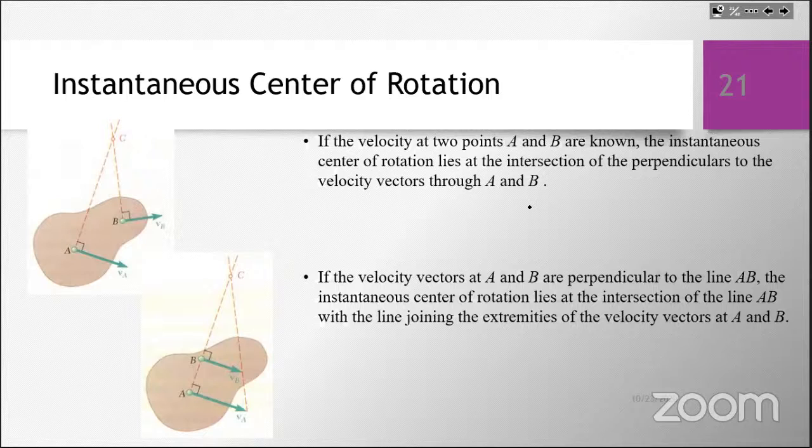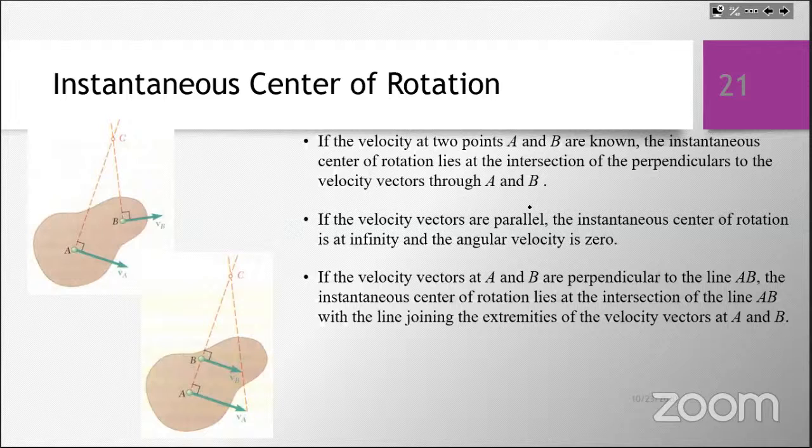You're going to draw a perpendicular line to each of your velocity vectors. And wherever those intersect, that's where you're going to say that is point C. The guy in the video called it I. You can call it whatever you like, it doesn't matter, but that is my instantaneous center of rotation, right? So at that instant in time, it looks like everything is rotating about that point.